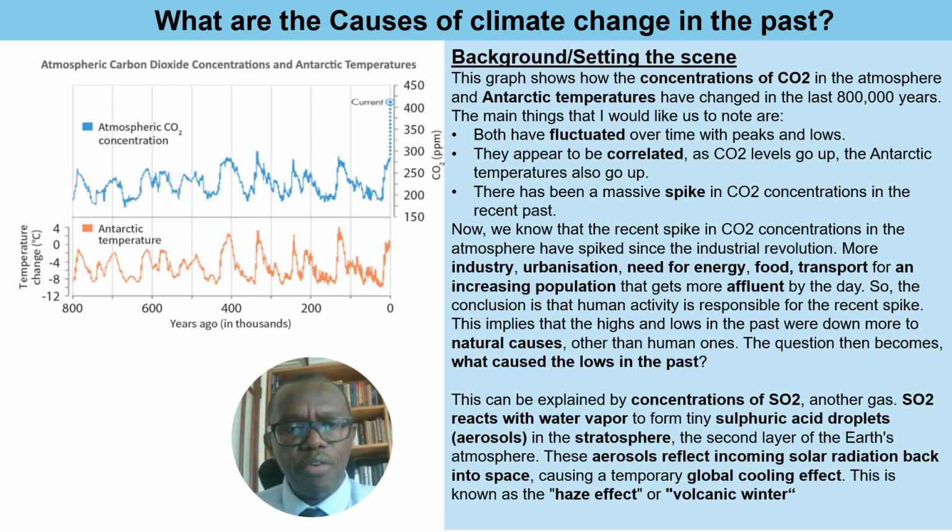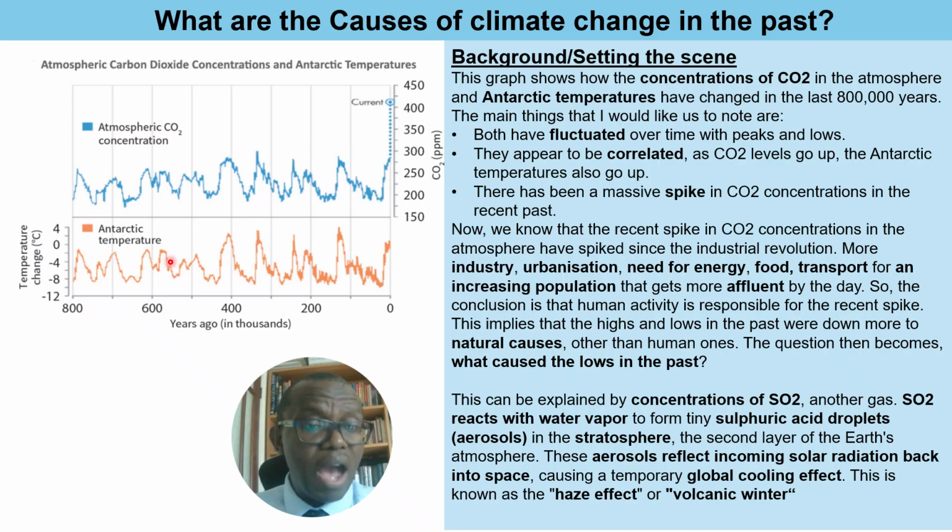Okay, we'll begin with a bit of background before we move on to the causes of climate change in the past. Now, this particular graph shows how the concentrations of carbon dioxide in the atmosphere and Antarctic temperatures have changed in the last 800,000 years. The main things I'd like us to note is that, one, both have fluctuated over time with peaks and lows. This one shows the atmospheric carbon dioxide concentration in parts per million, and then you also have the Antarctic temperatures, shown in degrees Celsius.